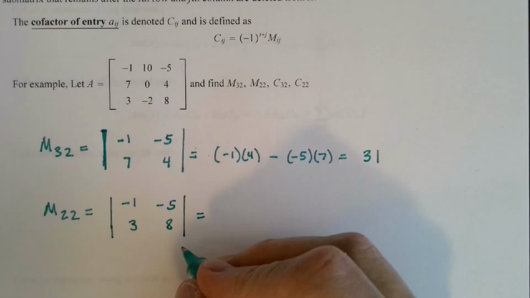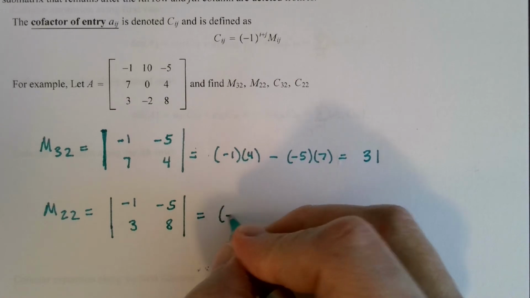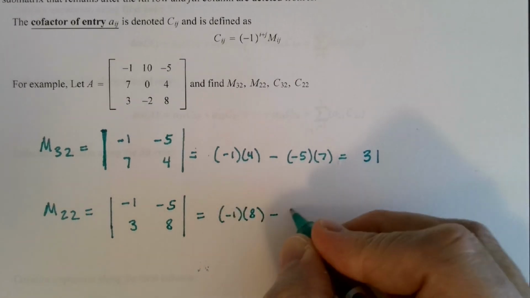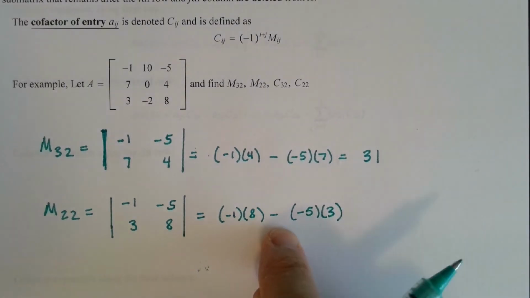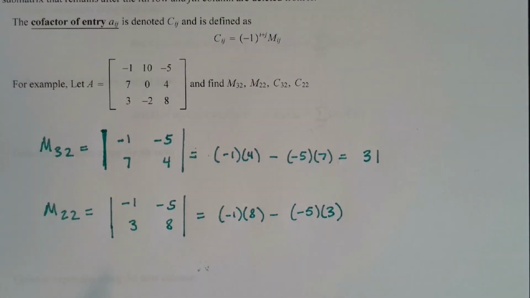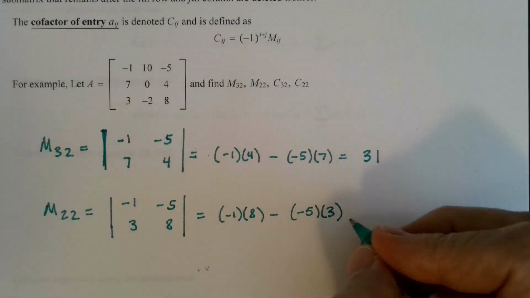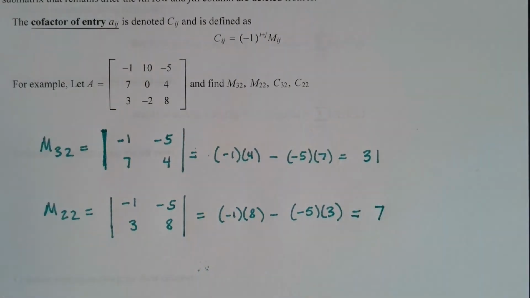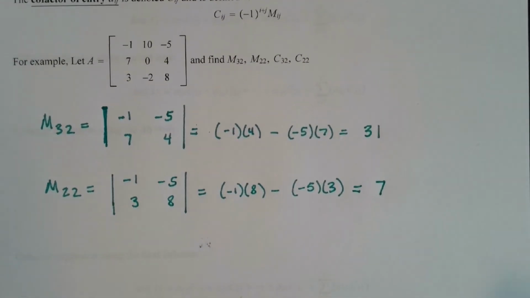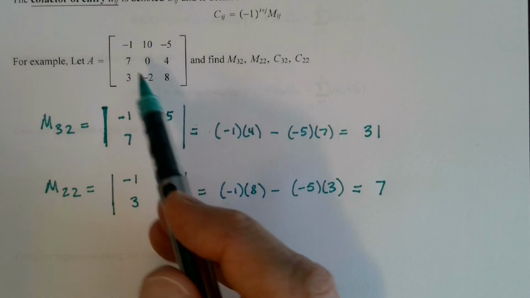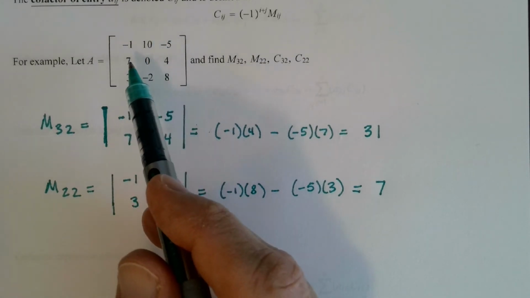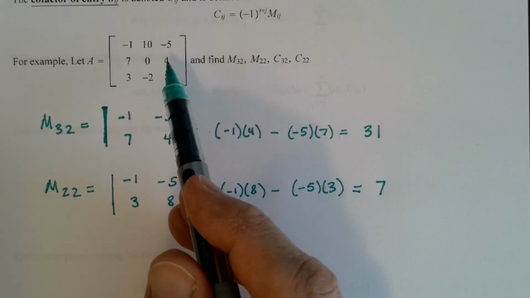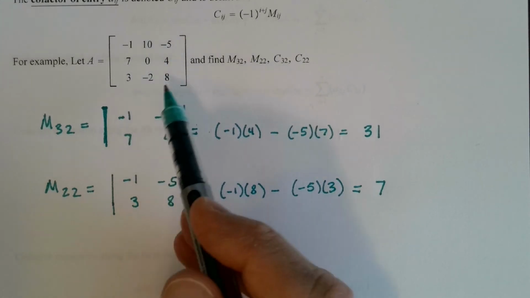Okay, again, I can find this determinant, the AD minus the BC, -8 minus a -15. -8 plus 15, which is 7. Okay, and so on. So I can find 9 different minors, right? I can find M11, M12, M13, M21, M22 as we did, M23, and so on. So make sure you understand how to find those minors.